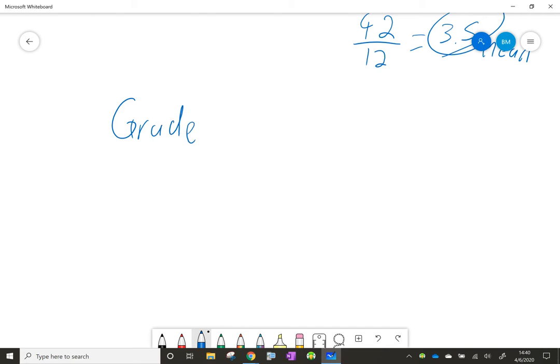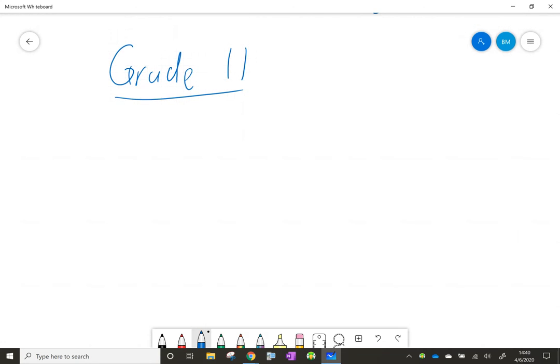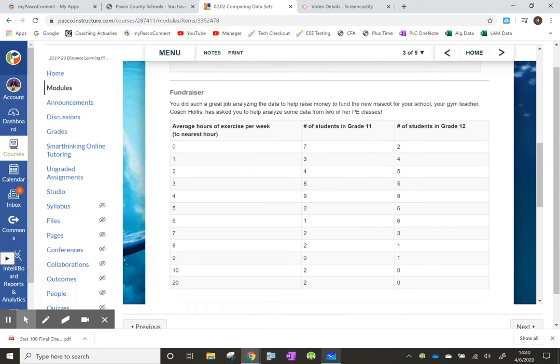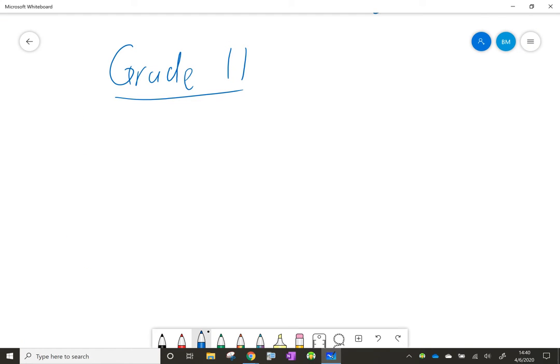First, I need to be able to spell grade 11. For grade 11, there are 7 people who have 0 hours of exercise. So that means we're going to have 7 zeros. 1, 2, 3, 4, 5, 6, 7.